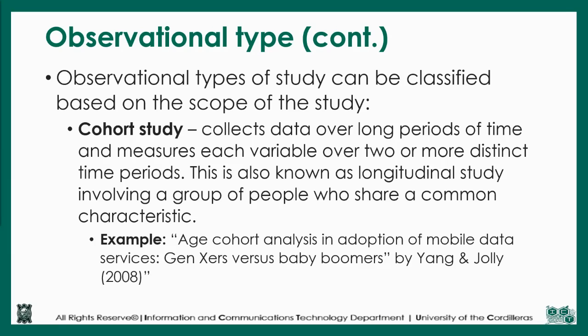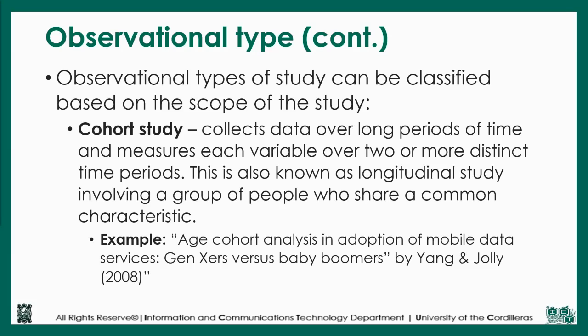The other type of observational study or observational research is what we call the cohort study. This collects data over long periods of time and measures each variable over two or more distinct time periods. This is also known as longitudinal study, and it involves a group of people who share a common characteristic. Now, the difference here with the previous, which is cross-sectional study, is that cohort study tries to look at the changes in the participants in the data over a long period of time.